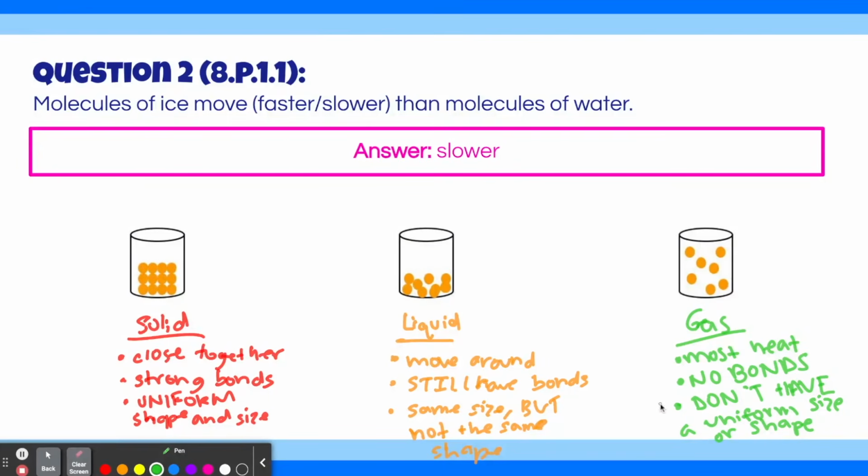So, how does knowing these things help us answer this question? Well, the question is asking about the molecules of ice, which is solid water, and the molecules of water. And we obviously know that water is a liquid. So, would the molecules of a solid move faster or slower than the molecules of a liquid? And the answer is going to be slower because the molecules of solids don't move at all.